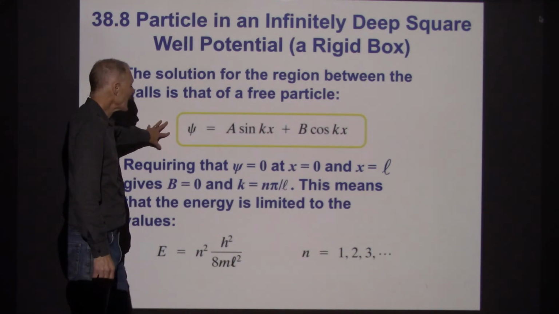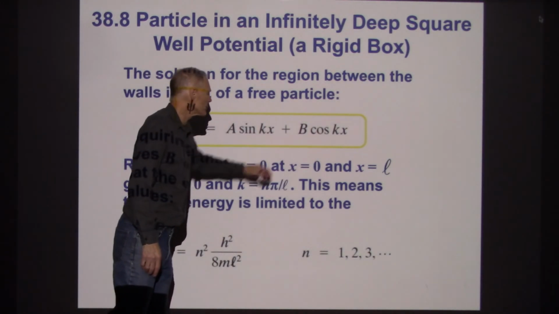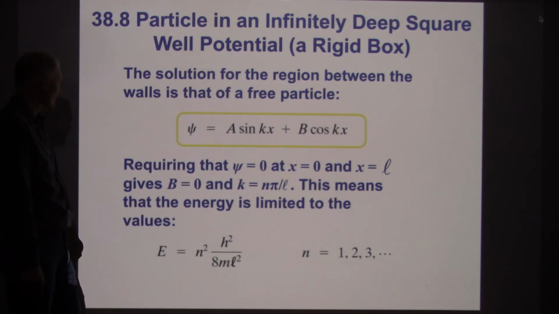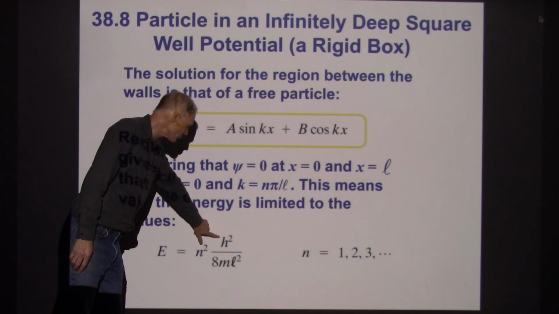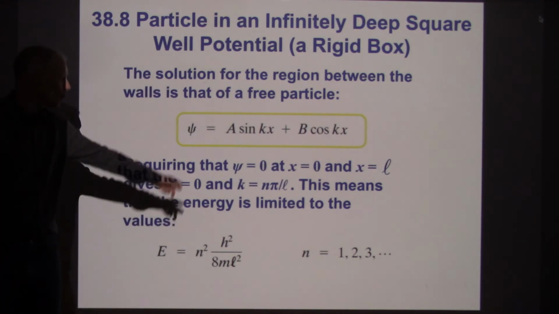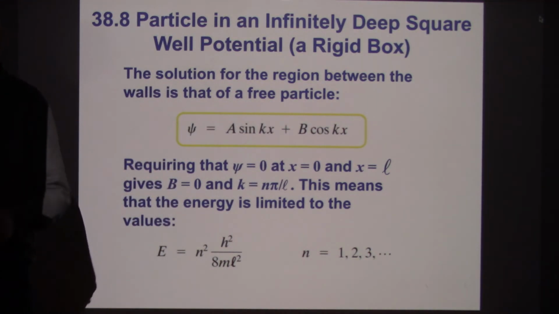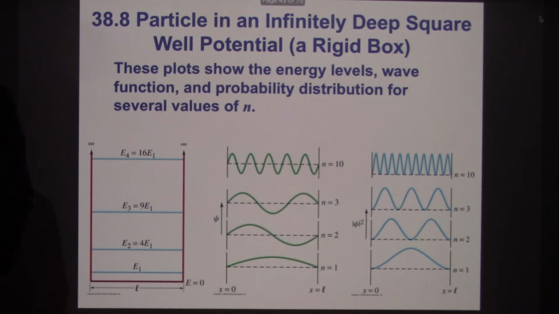Now for this, we actually can use sines and cosines. Sines and cosines turn out to be the best solutions. We find out that there's an energy formula given by n squared h squared over 8mL squared, where n is equal to 1, 2, 3, and let's see what that solution looks like.